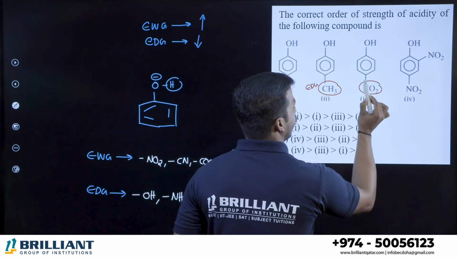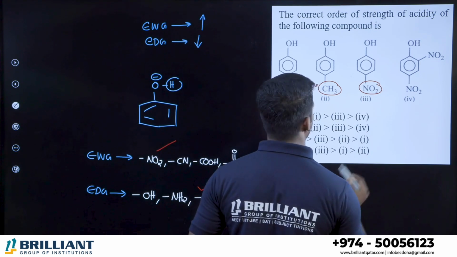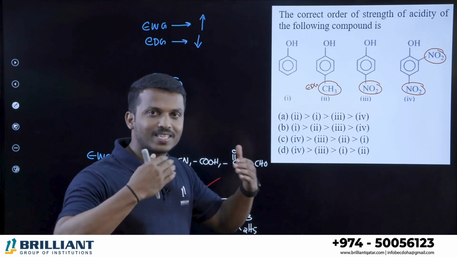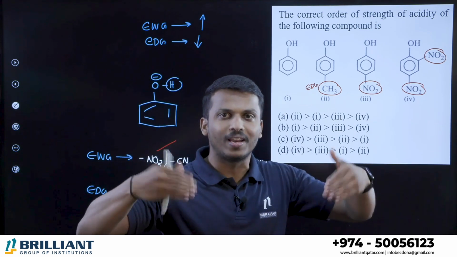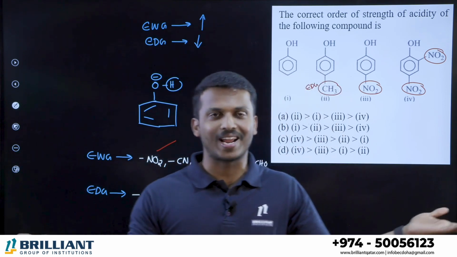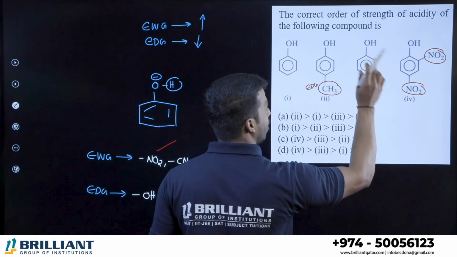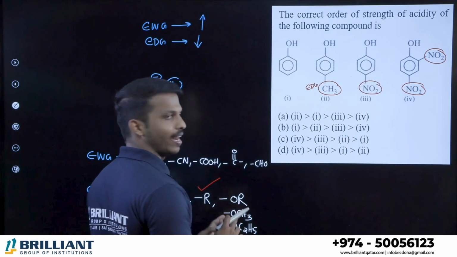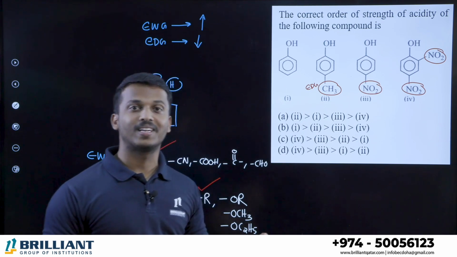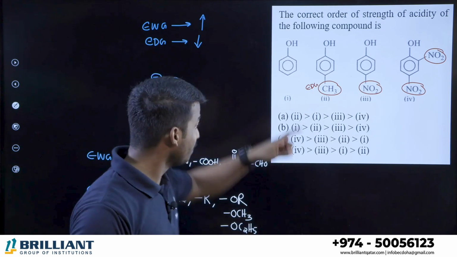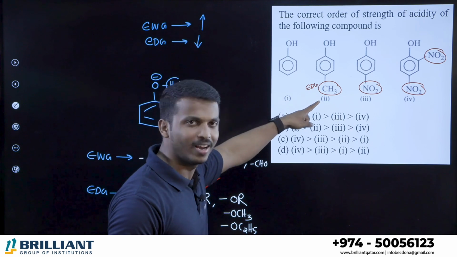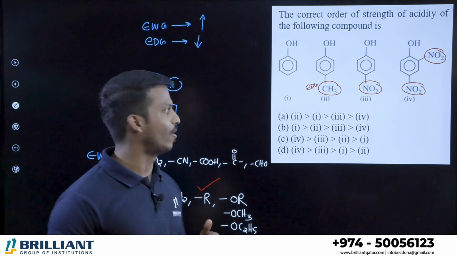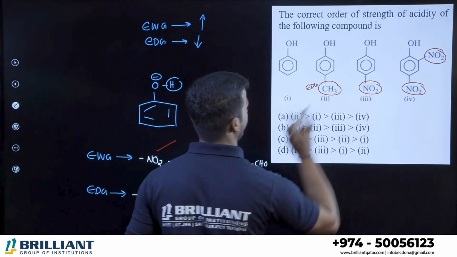What do you have here? Nitro group. Nitro group is a strong electron withdrawing group. What about here? There are 2 electron withdrawing groups. As the number of electron withdrawing groups increases, acidity automatically increases, right? So which one has greater acidity? Fourth one. After that, third one. Then between the first and second compound, the first one, because the second one contains an electron donating group, which will decrease the acidity of phenol. So 4, 3, 1, 2.